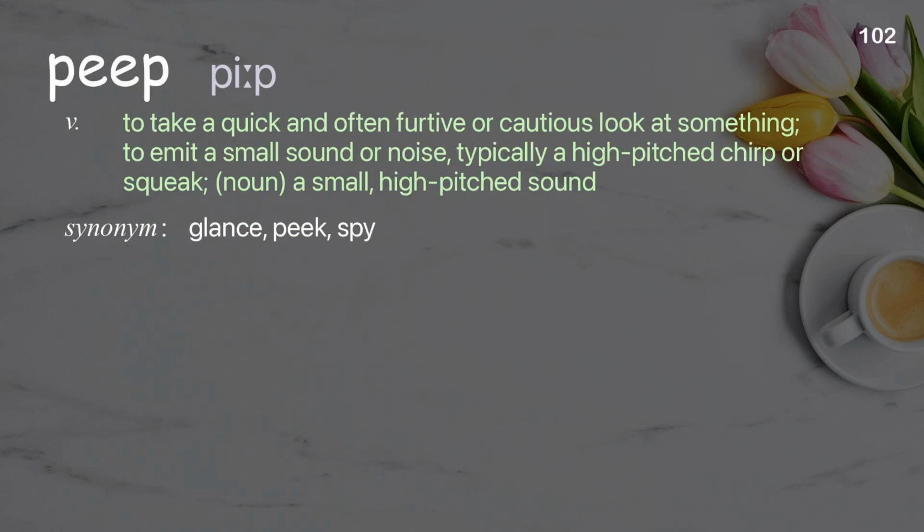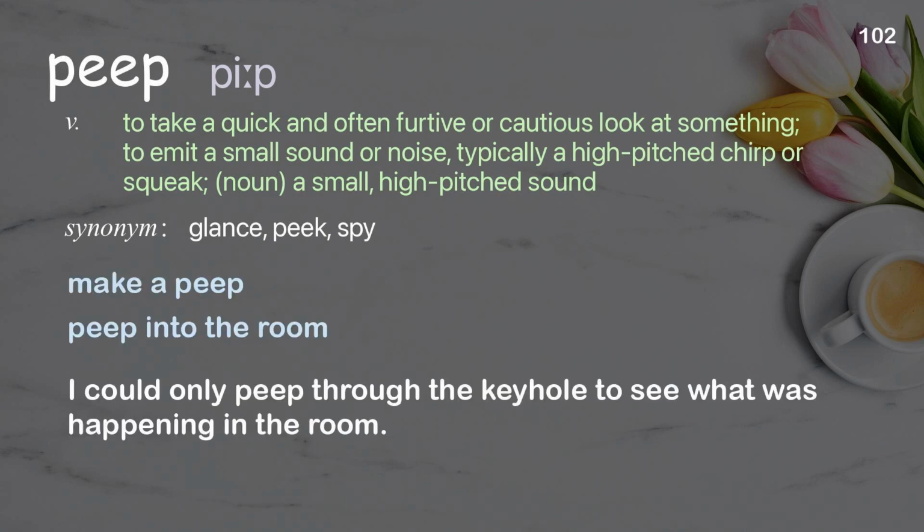Peep. To take a quick and often furtive or cautious look at something. To emit a small sound or noise, typically a high-pitched chirp or squeak. Noun, a small, high-pitched sound. Examples: make a peep, peep into the room. I could only peep through the keyhole to see what was happening in the room.